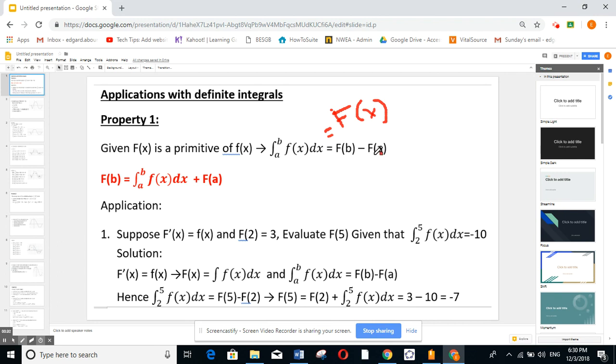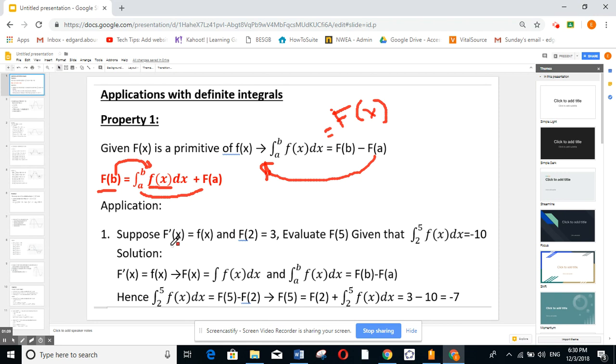And if I take big F of a to the other side, you're going to say big F of b, the bigger one here, equals the integral from a till b of small f of x, the integrand. This is called the integrand. This is the primitive, this is small f, this is big F, plus big F of a. So to write the property when we use it, we put F of the upper limit equals the integral from a till b of the integrand, plus big F of a.